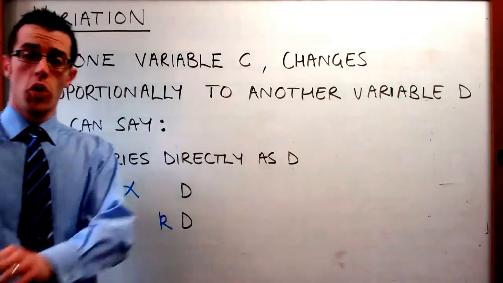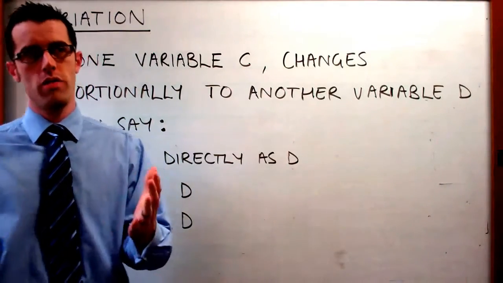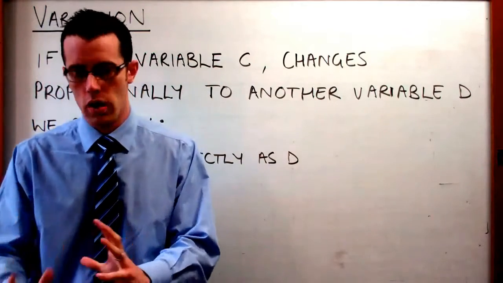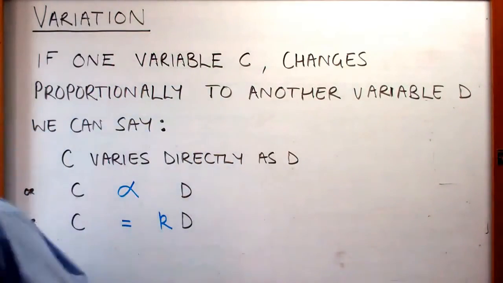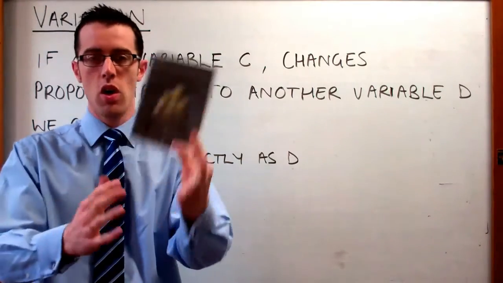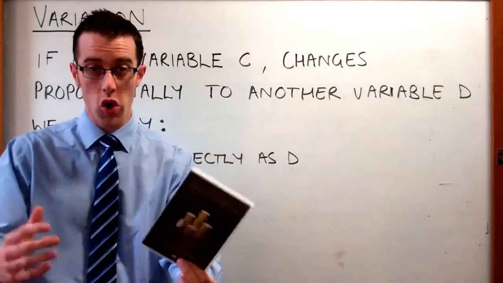Hi there, in this video we're going to look at variation. Now, what is variation? It's kind of similar to proportion in many ways, but it's a little bit more of a mathematical way of looking at it, okay? And basically, what it's saying is that if I buy one DVD, it's going to cost me a certain amount.